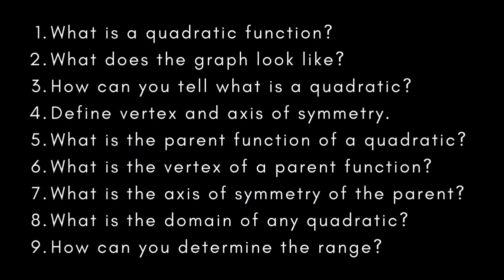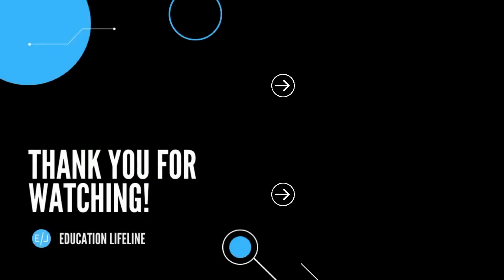Now that we have covered the basics of a quadratic function, try answering the following questions. What is a quadratic function, and what does the graph look like? How can you tell whether a given function is quadratic or not? What is the vertex and axis of symmetry of a quadratic function? What is the parent function of a quadratic? And what is the vertex and axis of symmetry of the parent function? What is the domain of any quadratic? And how can you determine the range? The answers to these questions will be in the description down below.